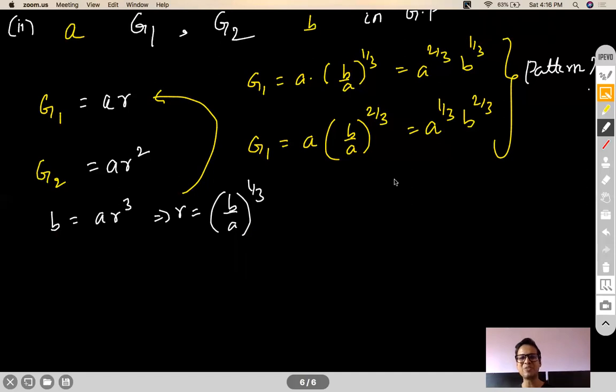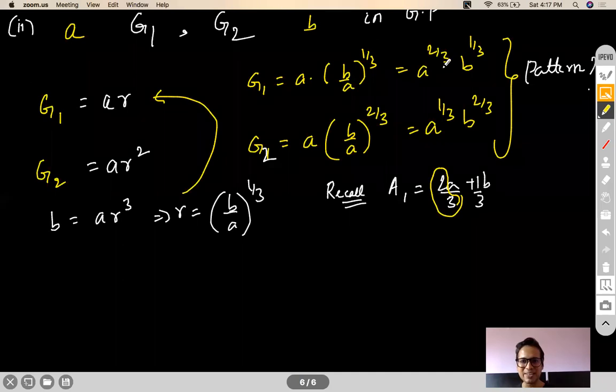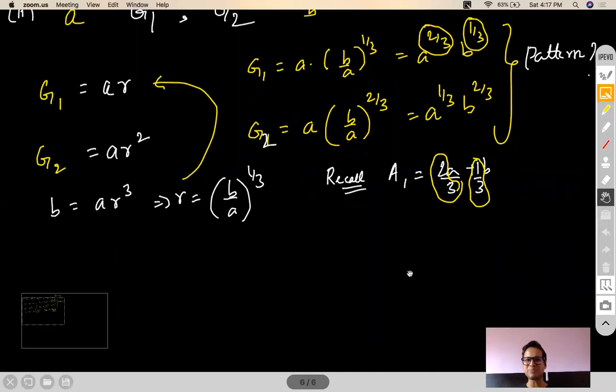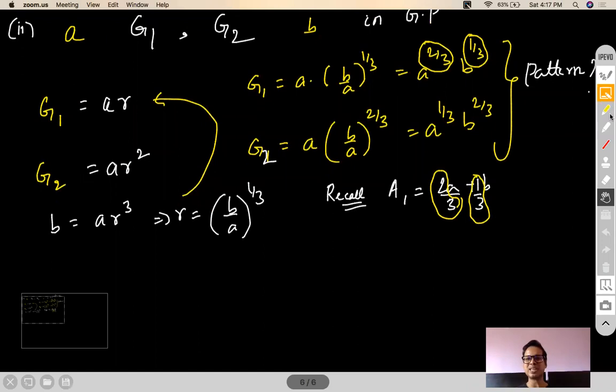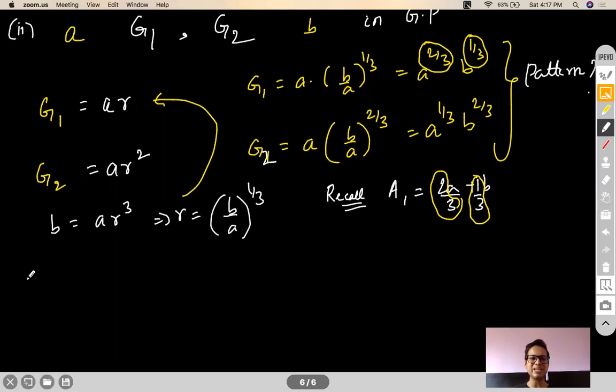If you recall, what was your A1? A1 was 2A plus B by 3, right? So write it like this. You see this term has now become the power over here, and this term has now become the power of this guy. Do you recall? If you have understood this pattern, you will be able to write down the result even if I am inserting any number of geometric means between A and B.